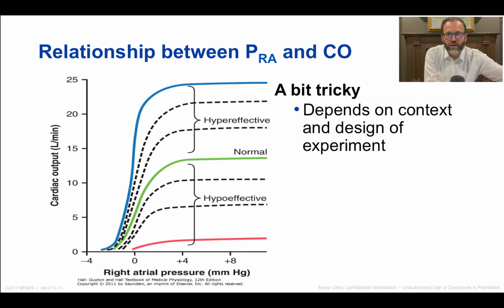So now if we start to get more towards our primary question, which is, well, what was that relationship between right atrial pressure and cardiac output? As it turns out, it is a bit tricky, and it's maybe not as straightforward as we'd like to think it is. A lot of it depends upon the context and the design of the experiment.